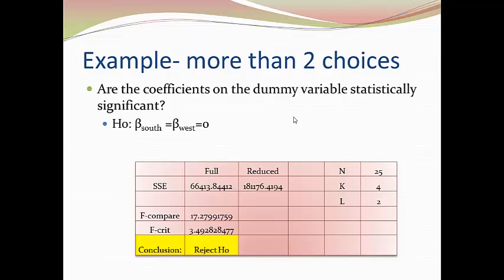And my F compare is 17. My F critical is 3.5. So my F compare is definitely greater than my F critical. So I would reject H0 and conclude that region does have a statistically significant impact on sales.